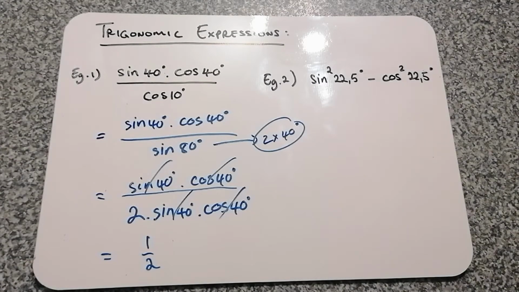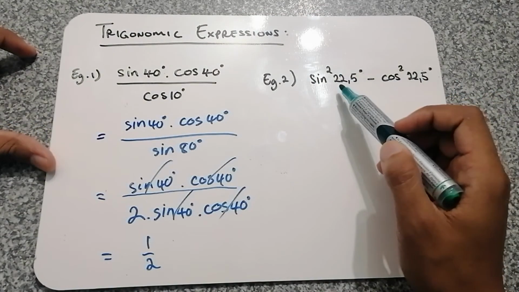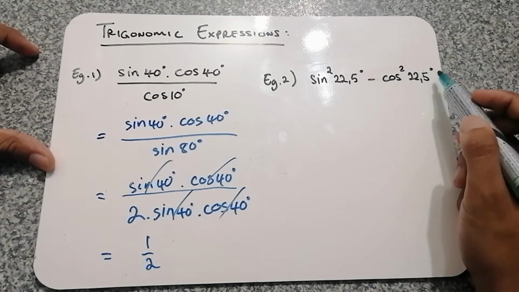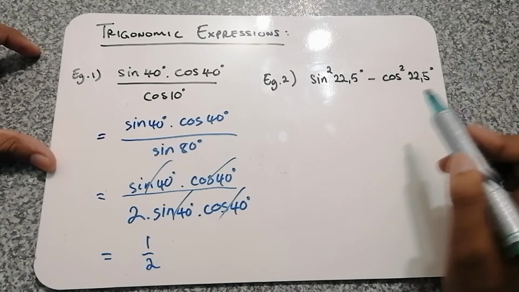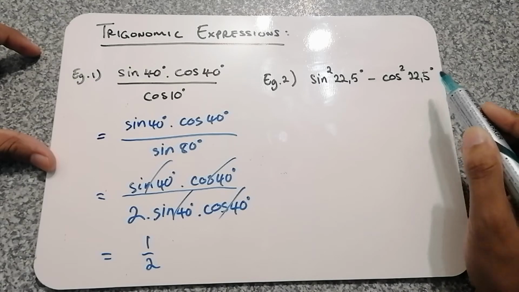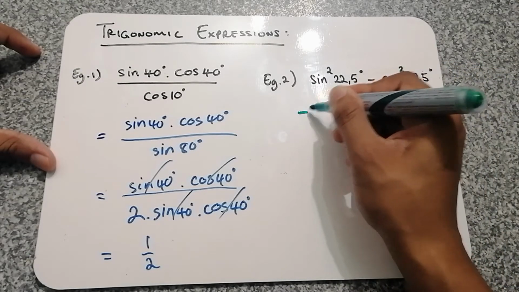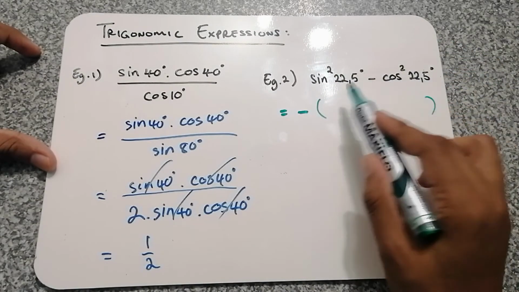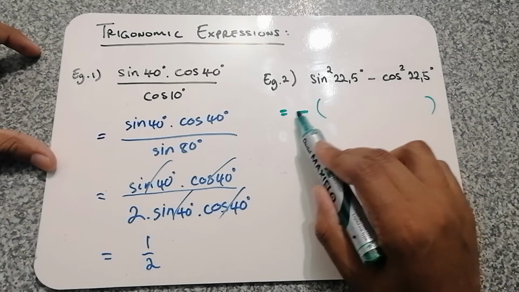Okay, so now let's have a look at the next one. Here we basically have sine squared 22.5 degrees minus cos squared 22.5 degrees. Now the double angle for cos is cos squared minus sine squared, not sine squared minus cos squared. So I need to get it in that order by swapping them around. Now remember, when you swap cos and sine, and since there's a minus in the middle, you're going to put a minus on the outside.